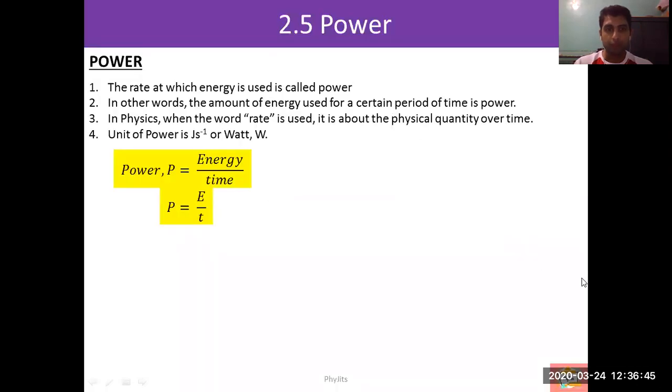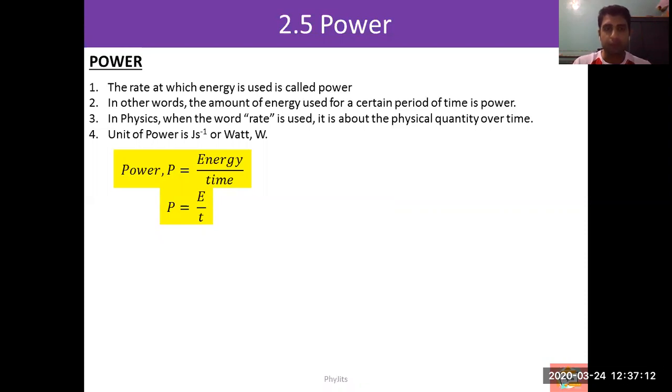So what is power? Power is basically the rate of energy being used. That means how much energy is being used for a certain period of time. In other words, when an energy is being used, it can be any form of energy. It is being used for let's say 10 seconds. So that act is also known as the power. So there is a power being used for that certain period of time.